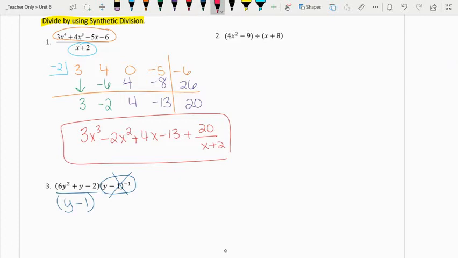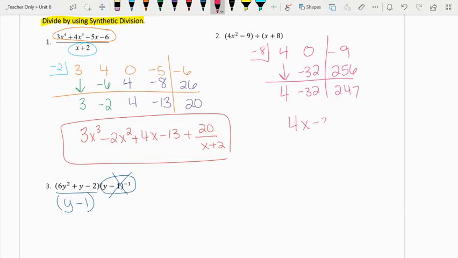All right, so at this point, you should have had negative 8 in our little box, 4, then 0, and negative 9. Hopefully we remember to put 0 as a placeholder. Drop it down, and when we multiply, we get negative 32. And then we add, and we get negative 32. And negative 32 times negative 8 is 256. And when you subtract 9, you get 247. So we get 4x minus 32 plus 247 over x plus 8.